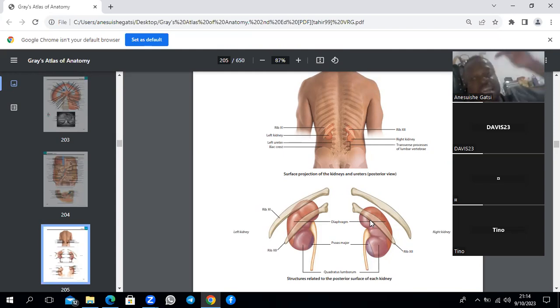So the right kidney is at a lower position, hence only associated with rib number 12. The left kidney is at a higher position, hence also associated with rib number 11 on top of rib number 12.